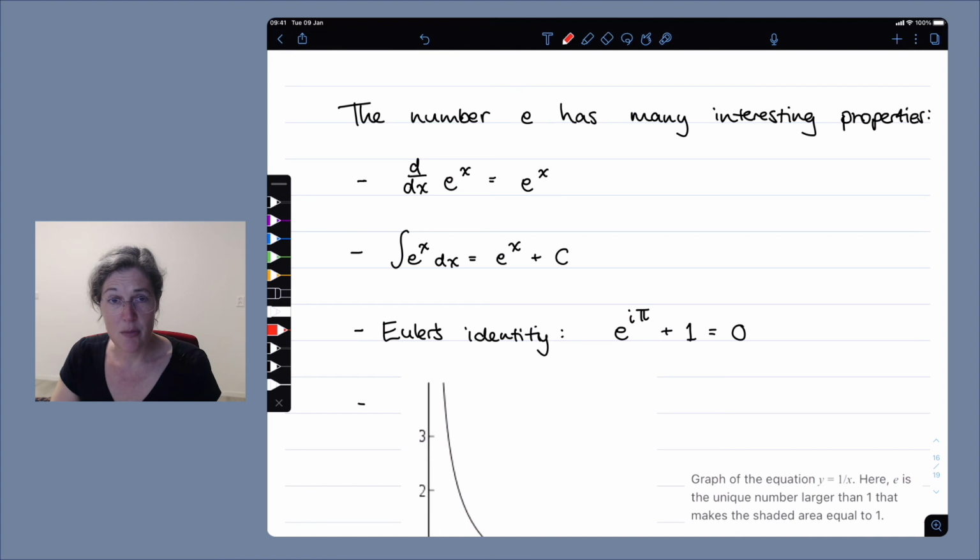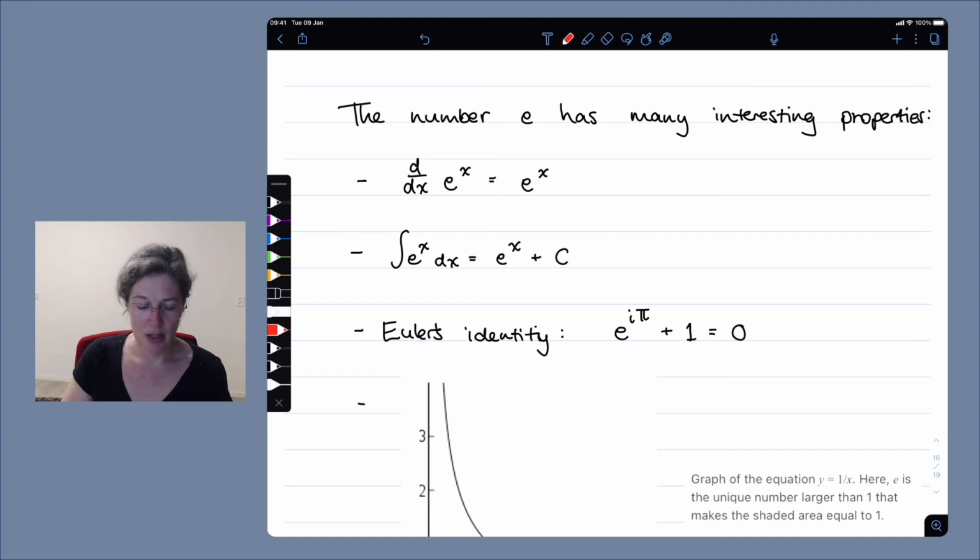It's got some interesting properties. For example, if you take e to the x and take the derivative, you just end up with the same function. So we're going to see that when we do a little bit of differentiation. And similarly, if you integrate the function, you get the same function but with a constant. So it doesn't really change.